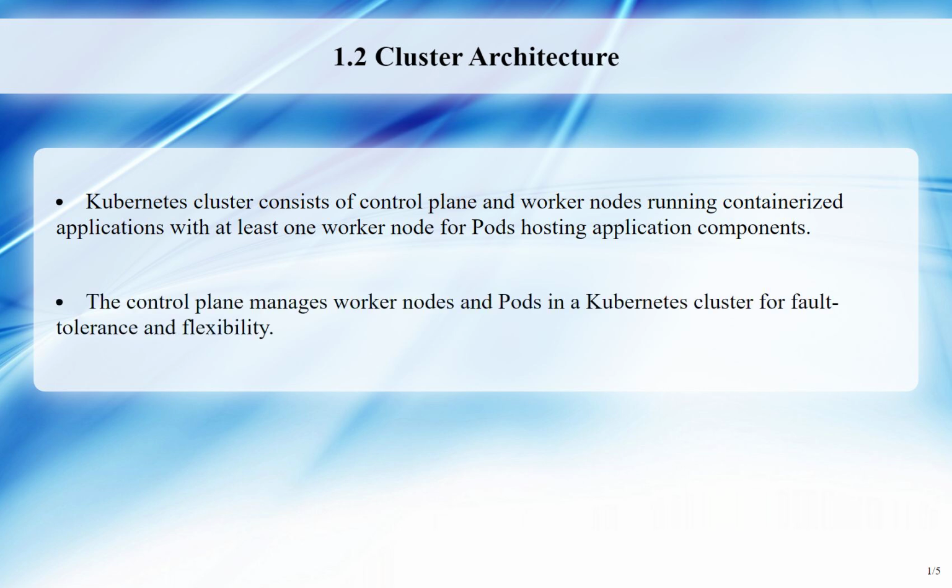The control plane oversees the worker nodes and pods, with multiple nodes in a cluster for fault tolerance and high availability. The document outlines the necessary components for a functioning Kubernetes cluster, with flexibility in the distribution based on specific setups and requirements.